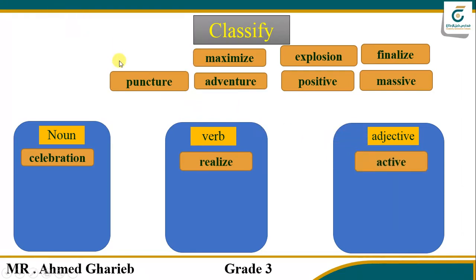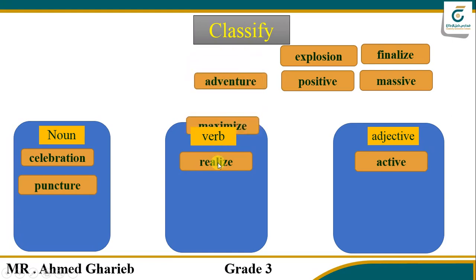Puncture. I don't know the meaning of the word, but I can classify it. Why? Because it ends in ture. This means it's a noun. Puncture is a hole in the tire. What about maximize? The same as realize. Adventure, ture. I don't know the meaning, but I can classify it. How? I know that ture is a final syllable that comes at the end of a noun.